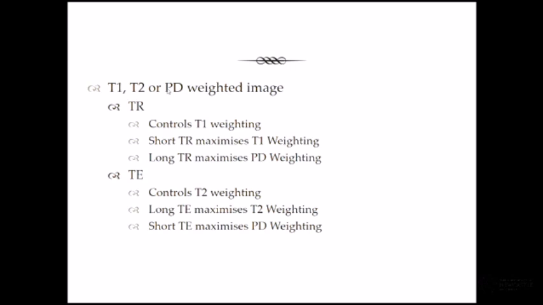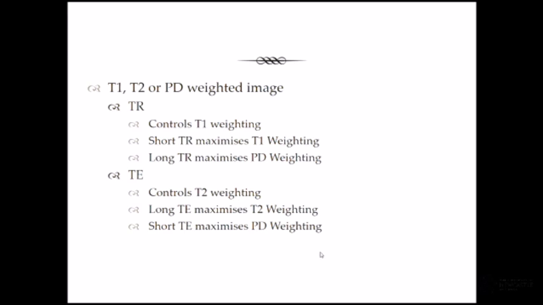So what we think about is the TR controls our T1 weighting, and it does this. So a short TR maximises our T1 weighting, and a long TR maximises our proton density weighting. So when a radiologist says, I want you to do a T1 weighted scan, you're immediately going to think, I want to do a short TR scan. Okay, and our TE controls T2 weighting, long TE maximises T2 weighting, and a short TE maximises proton density weighting.